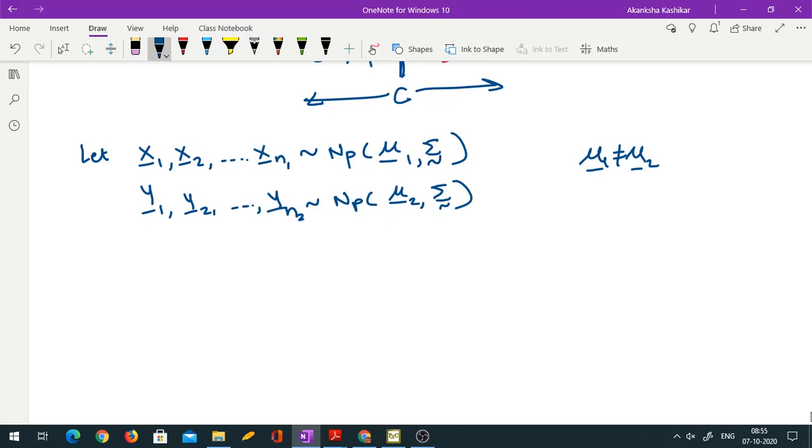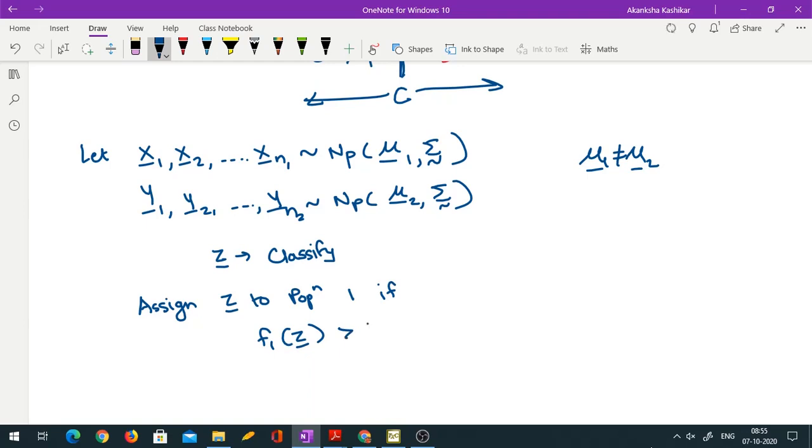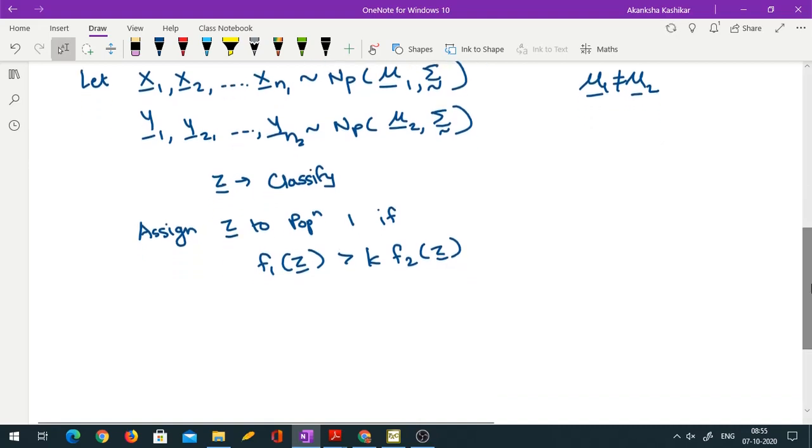My job is that, given a new observation Z, I want to classify it to one of these two populations. As I said, we start by saying assign Z to population 1 if f1 at Z is greater than k times f2 at Z. This is an intuitively appealing thing. We are just saying the probability under which population is more.